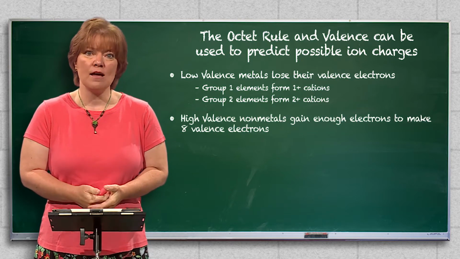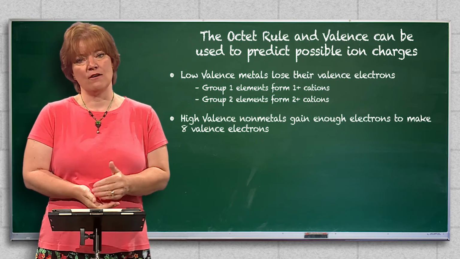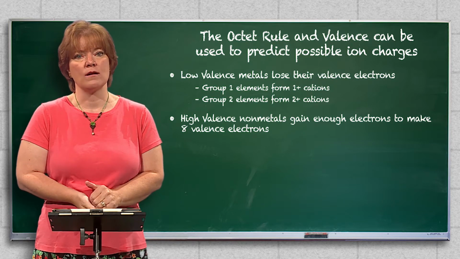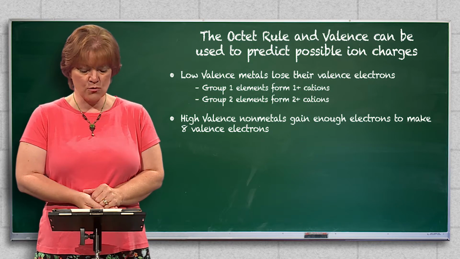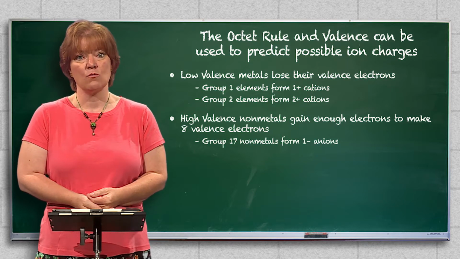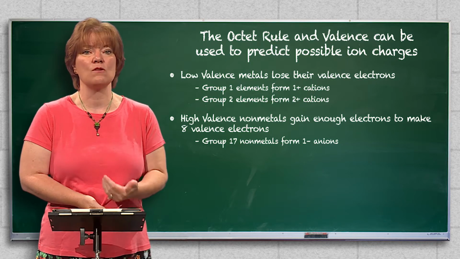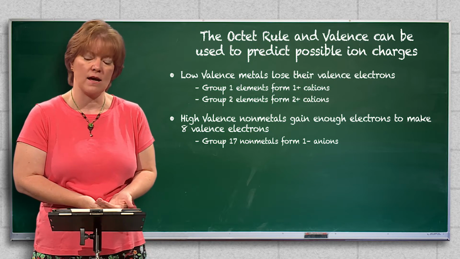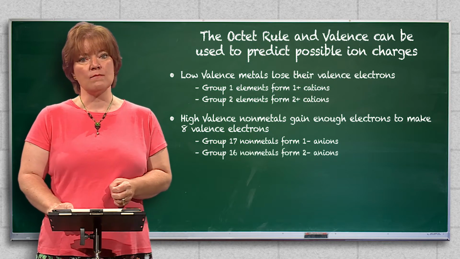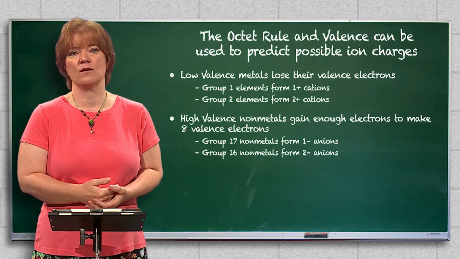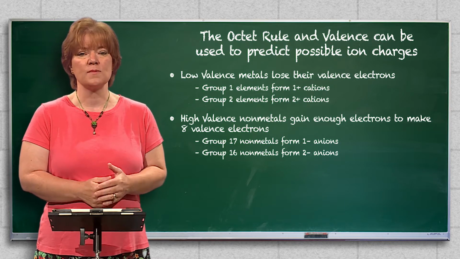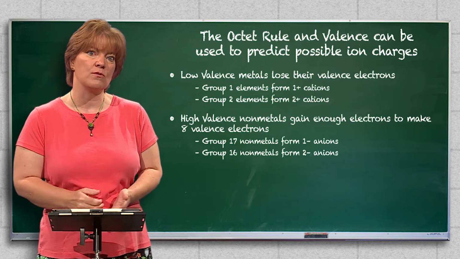High valence nonmetals are going to gain enough electrons to make 8 electrons. So we're going to determine its valence from its group number. Group 17 nonmetals would have 7 valence electrons. They can gain 1 to make a -1 anion. Group 16 nonmetals have 6 valence electrons, so they can gain 2 electrons. Group 16 will always make -2 anions.